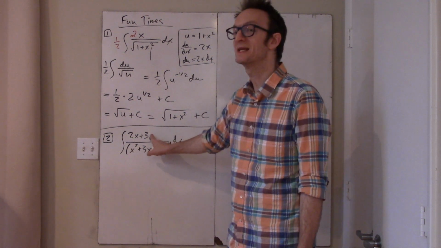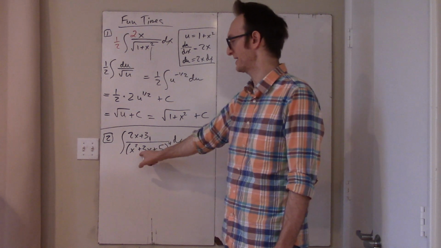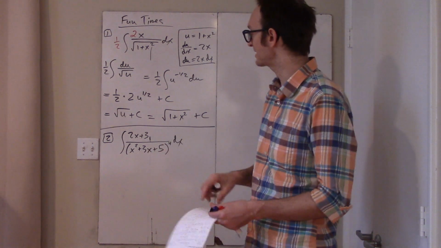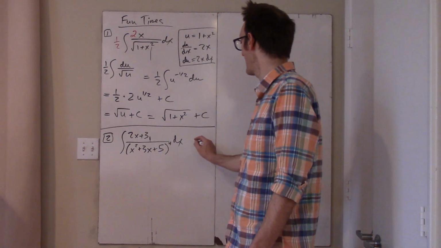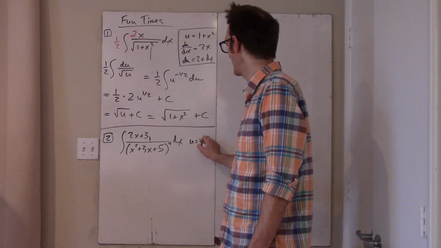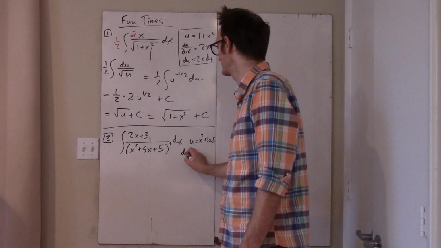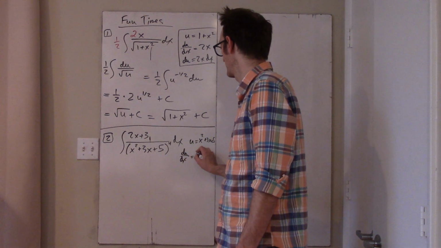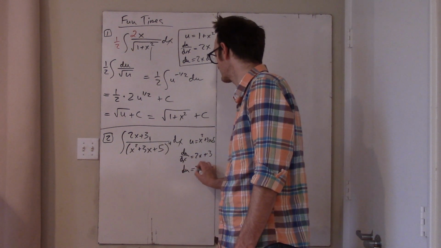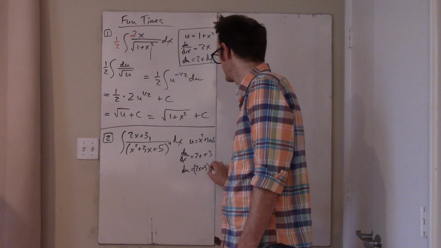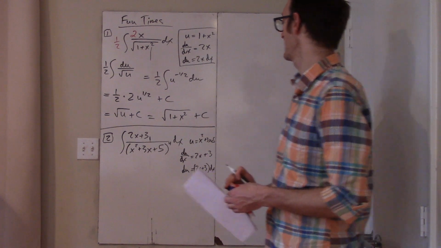So, aha, I immediately recognize that this 2x plus 3 up here is just the derivative of the x squared plus 3x plus 5, which suggests that it's all going to work out. And so, I should let u be x squared plus 3x plus 5, and therefore du/dx is 2x plus 3, and therefore du is just (2x plus 3) dx, and that is exactly what's up there in the numerator.